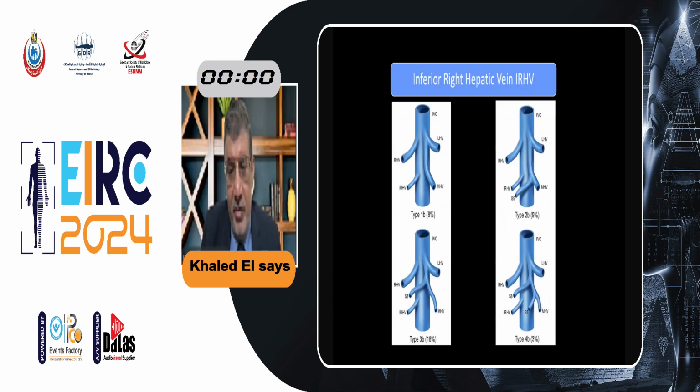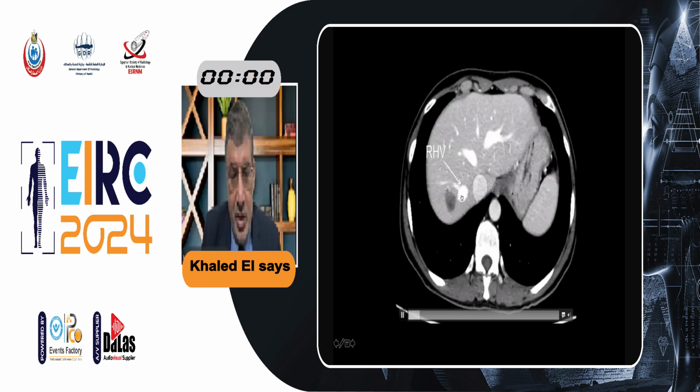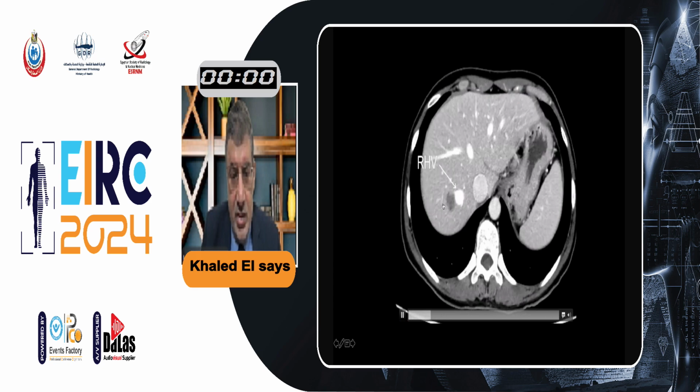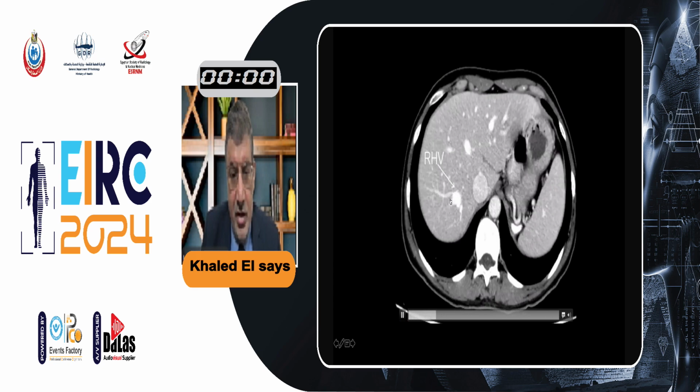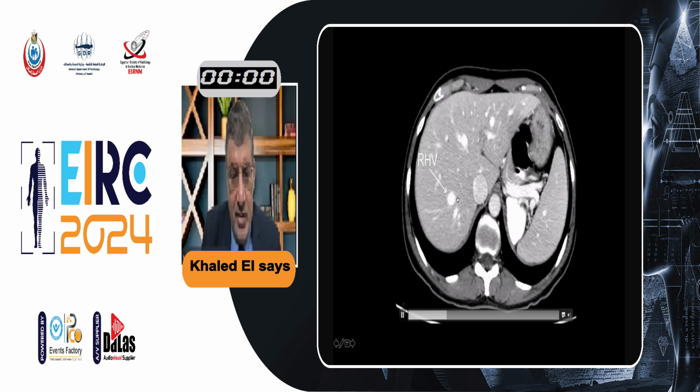An example of how important this is: you see here, this is a metastatic deposit involving segment 7. And I want you to focus with me here. Okay, so this is the right hepatic vein, right? This is the right hepatic vein. What is this? That's metastatic deposits. It's abutting the right hepatic vein, so the right hepatic vein has to be taken out as well, right?